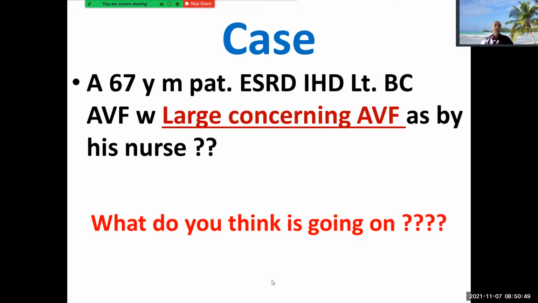Case, we'll start with this case now in hemodialysis: a 67-year-old male patient with end-stage renal disease, on intermittent hemodialysis, with a left brachiocephalic AV fistula with a large, concerning AV fistula, as reported by his nurse or charge nurse.